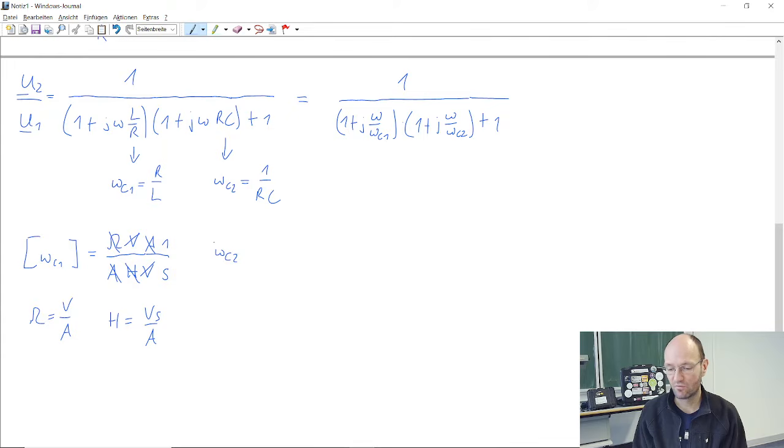And the second corner frequency, we can also check. We have 1 over ohm. Ohm was volt divided by ampere. And then we have, what is the unit of the capacitance? Farad, exactly. And farad can be rewritten as, I mean, it's the same here. We would like to have 1 over second at the end, but the ampere needs to be gone and the volt needs to be gone.